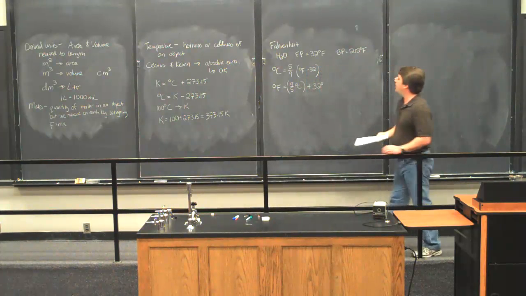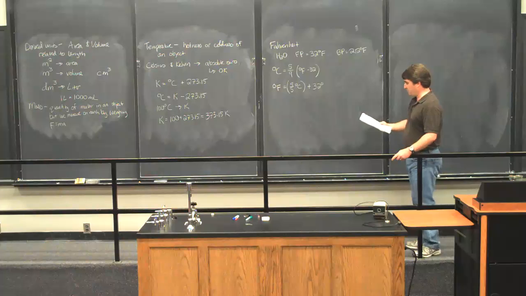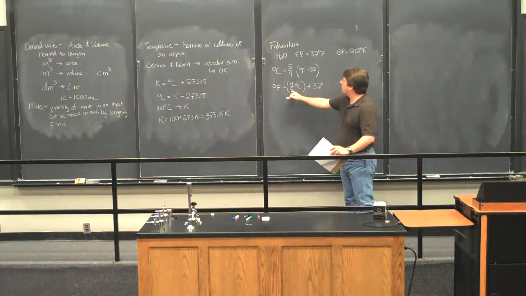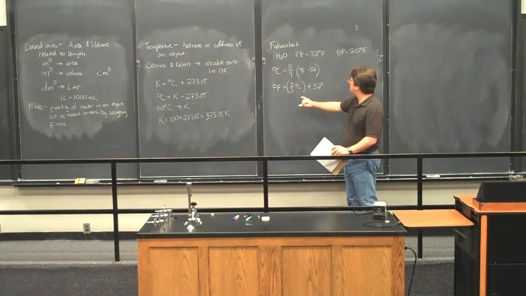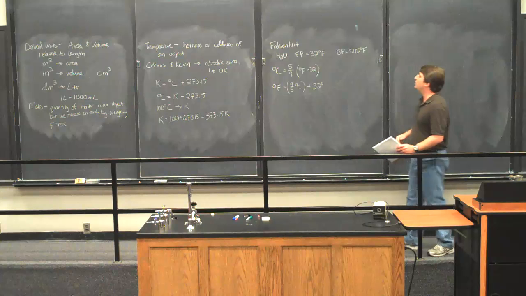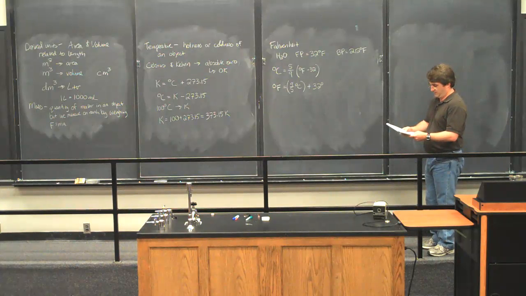So our Celsius to Fahrenheit conversion would be a little bit different. We first multiply 9/5 by the Celsius temperature and then add 32 to get our Fahrenheit temperature.